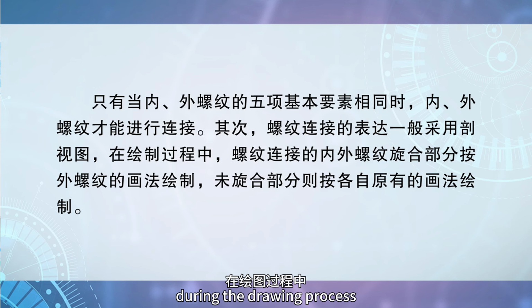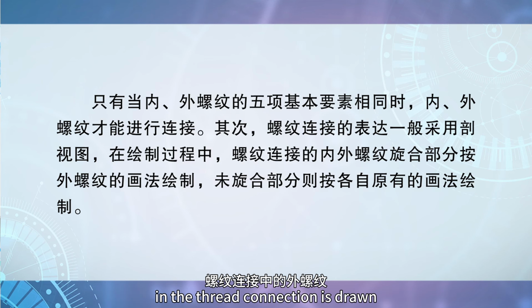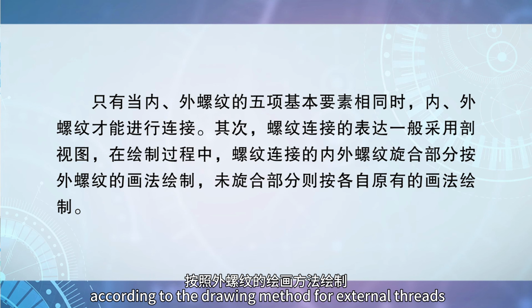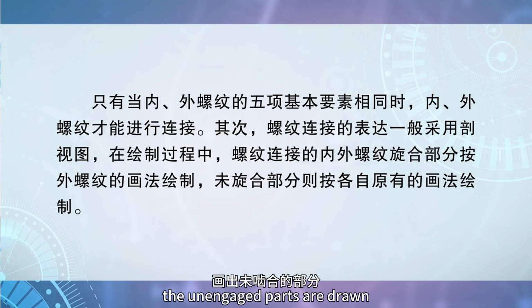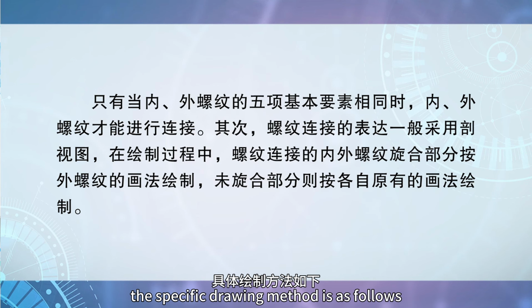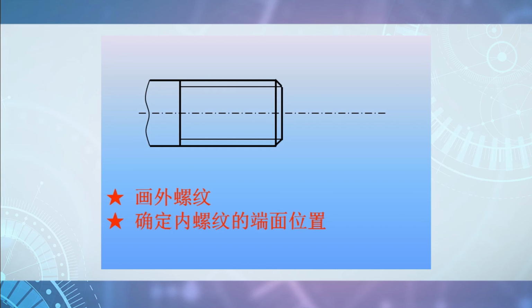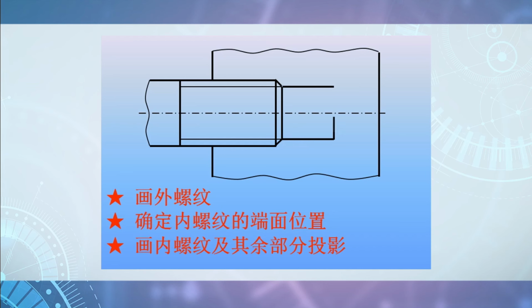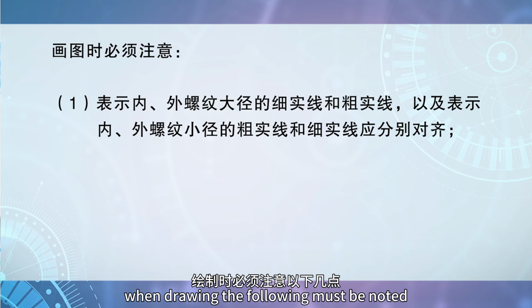During the drawing process, the engaged part of the internal and external threads in the thread connection is drawn according to the drawing method for external threads. The unengaged parts are drawn according to their respective original drawing methods. The specific drawing method is as follows. When drawing, the following must be noted.